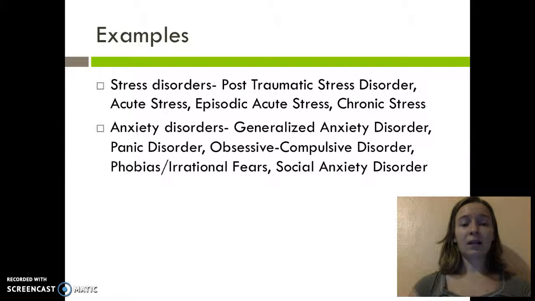Some examples of stress disorders are PTSD, which is post-traumatic stress disorder, acute stress, episodic acute stress, and chronic stress, which we just discussed in the previous slide. Anxiety disorder examples would be generalized anxiety disorder, panic disorder, obsessive compulsive disorder, which is OCD, phobias or irrational fears, and social anxiety disorders.